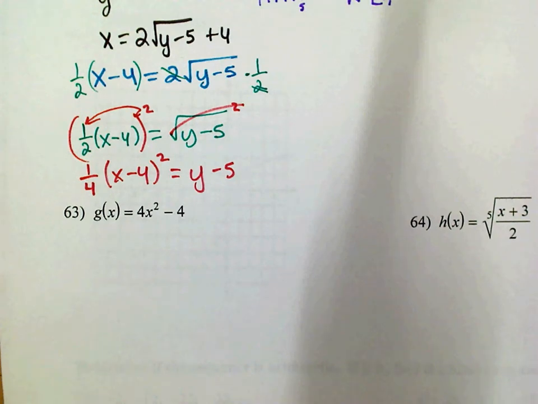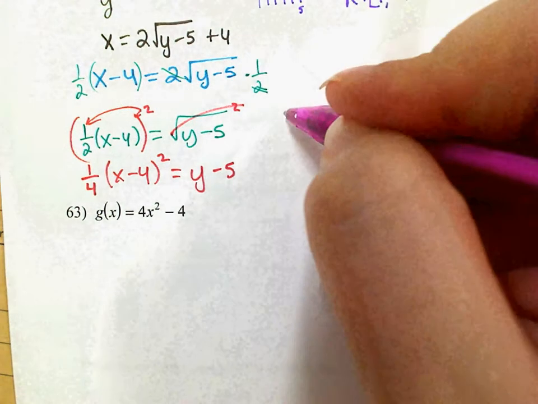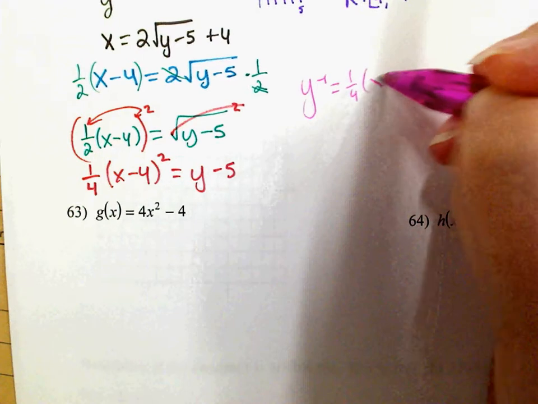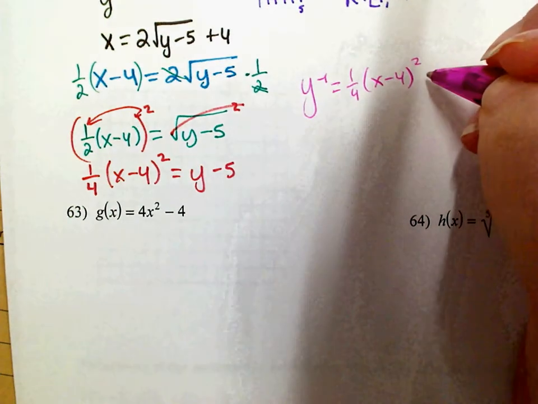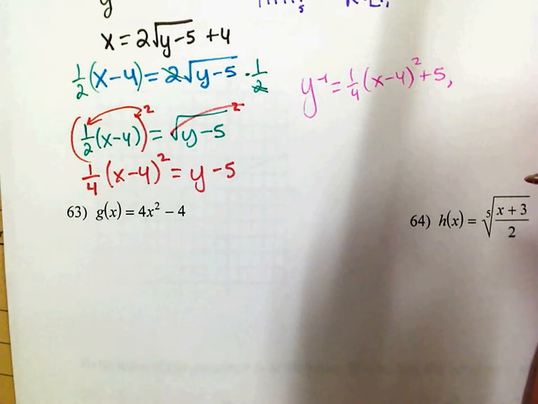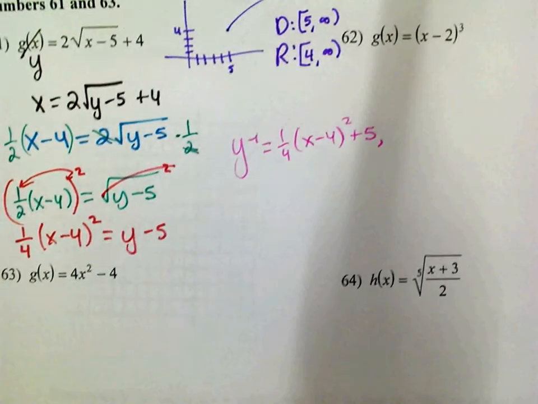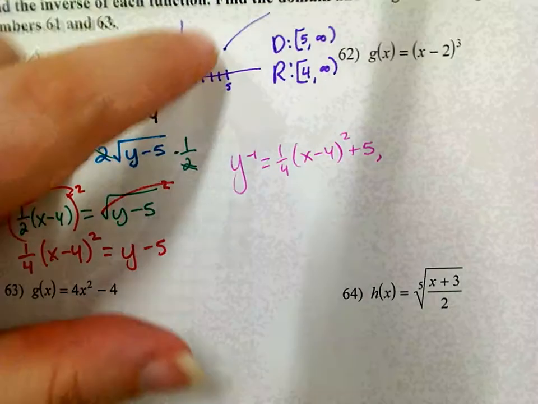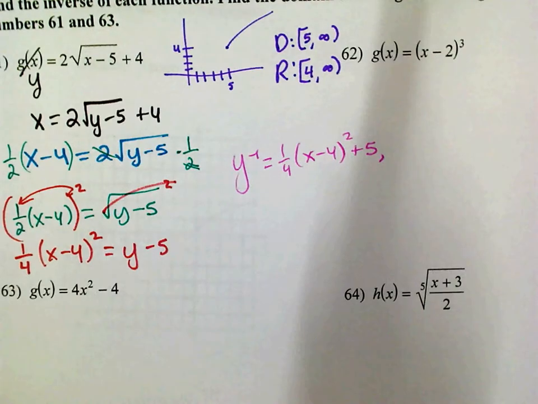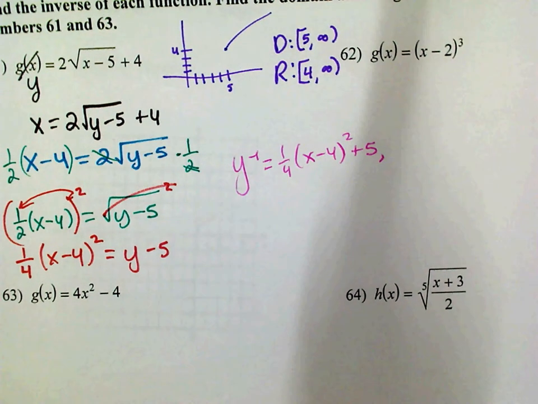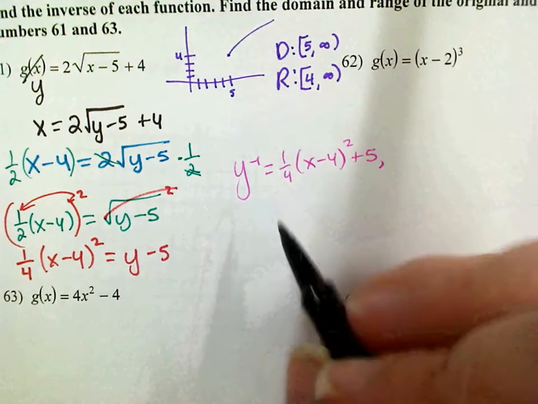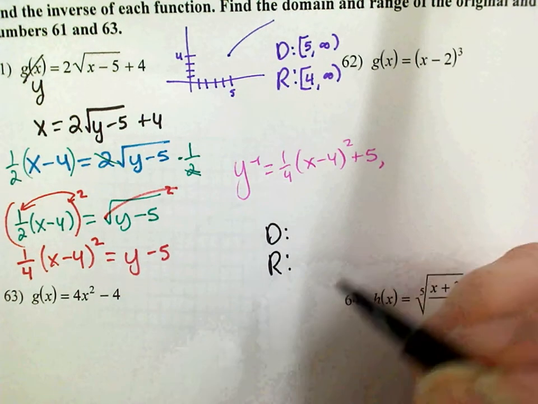So y inverse equals 1/4 times the quantity x minus 4, squared, plus 5, comma. Why did I put a comma at the end? Exactly. The reflection of half of a sideways parabola is not going to be a full upright parabola. So do I already know what the restriction is without having to graph it? Yeah, because I already know the domain and range. If you start with a radical, the domain and range of the inverse is just the inverse. So domain is 5 to infinity, so what's that on my inverse?